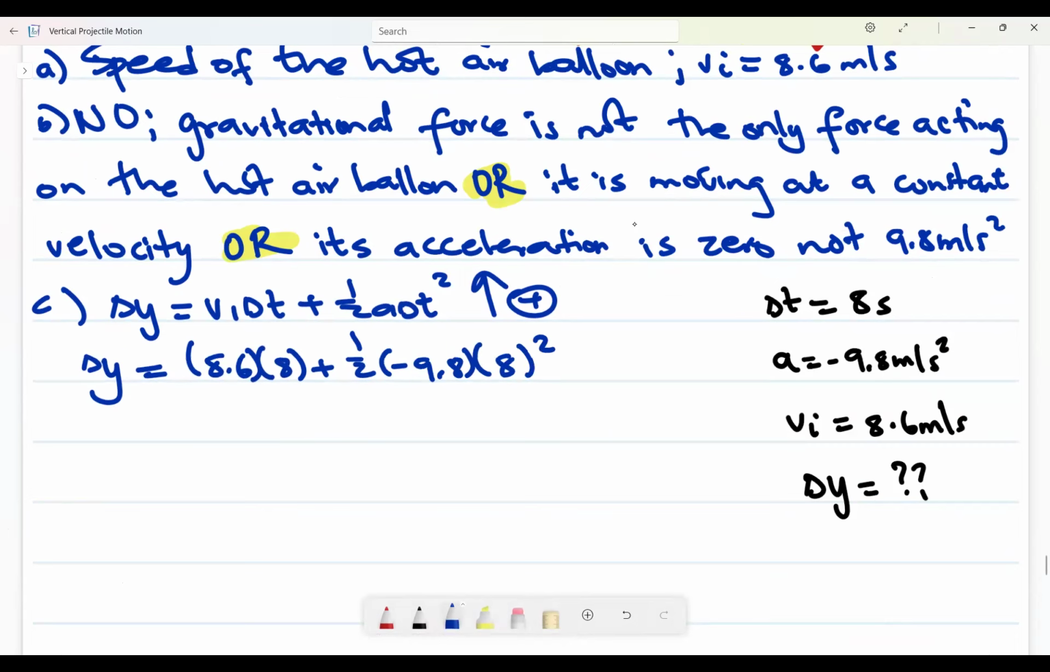Let me quickly punch that. 8.6 multiplied by 8 plus 0.5 multiplied by negative 9.8, then 8 squared. I'm expecting a negative answer. Why? Because now I chose upwards as positive, but now my object is moving downwards. So my change in y that I get there, it is negative 244.8 meters.